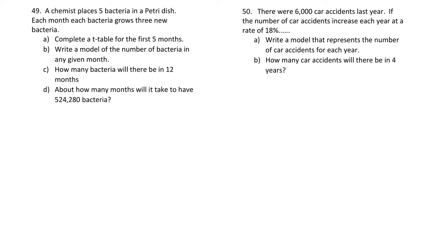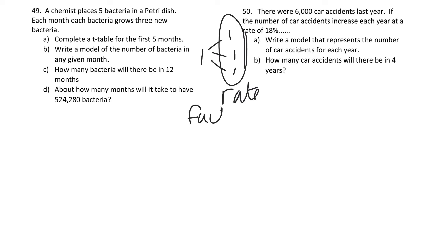Okay, a chemist places 5 bacteria in a petri dish each month. Each bacteria grows 3 new bacteria. Complete the table for the first 3 months. So let's look at the 1 bacteria. He creates 3 new ones. That's a total of 4. That's going to be your growth factor. Your growth rate is the 3 that he's growing every month, but the factor is the 1 plus the rate, all of it. So the 1 plus the rate is the factor.